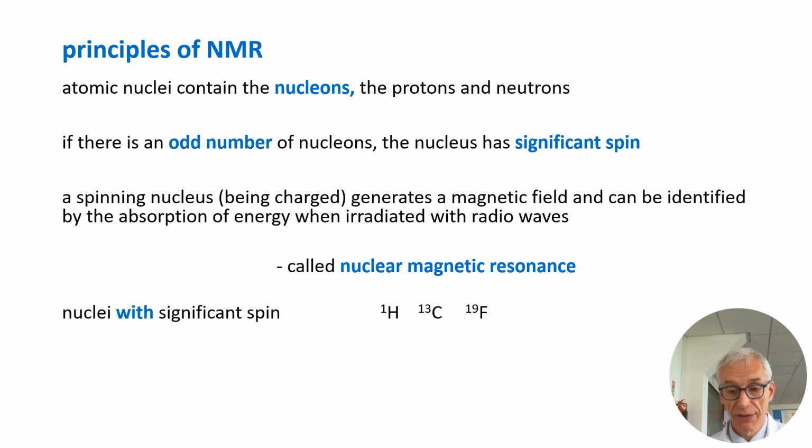Nuclei with significant spin are the hydrogen nucleus, carbon-13, and, for example, fluorine-19. Nuclei without spin, that is, they have even numbers of nucleons, are carbon-12 and the isotope of hydrogen, deuterium, hydrogen-2.